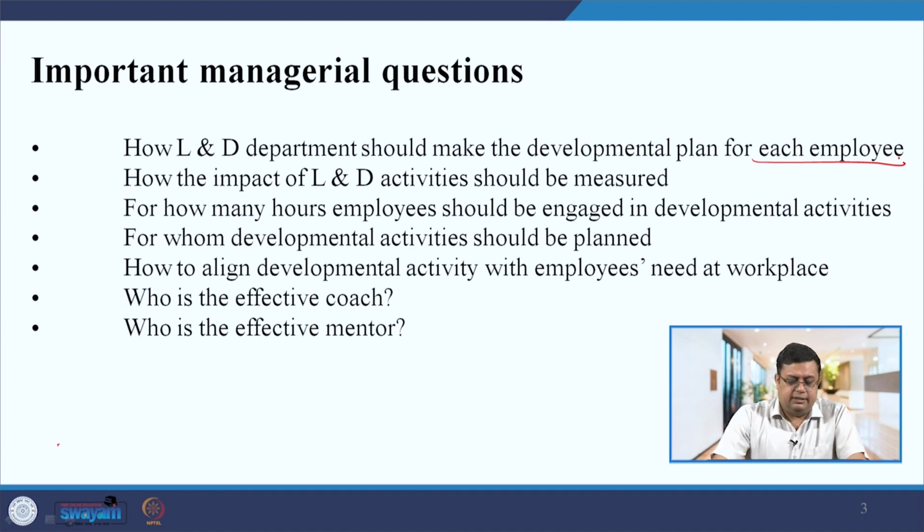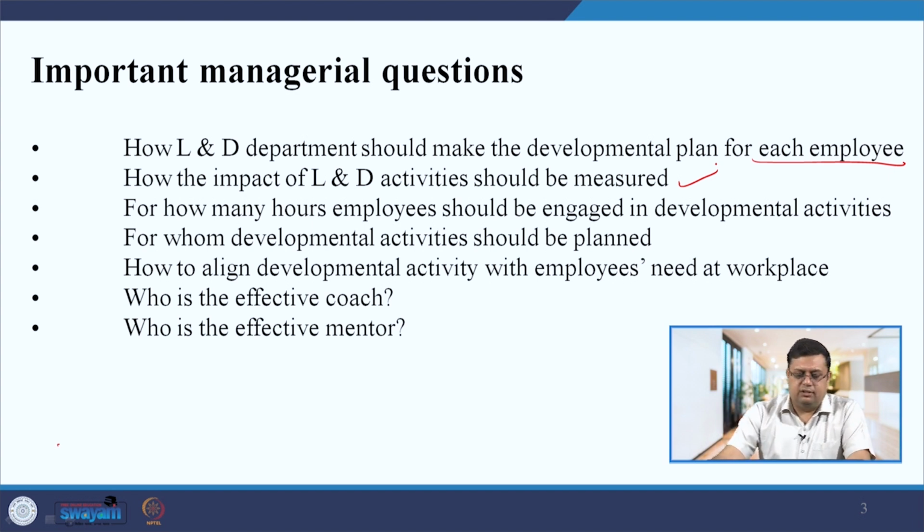The second question that you might be looking for the answer to is how the impact of learning and development activities should be measured, right. If you are conducting learning and development activities at your workplace, then how should the impact of those activities be measured at a workplace? That is also what we will discuss: which type of metrics, and what are the things that you can do in order to measure the impact of learning and developmental activities at the workplace.